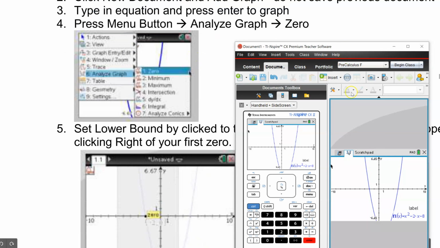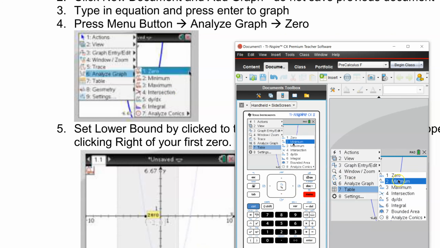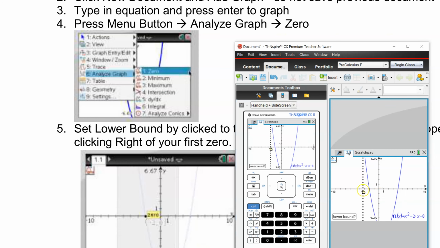Okay, type in the equation, press enter to graph, press menu, analyze graph, 0. I go to the left of the 0, click, and then I scroll to the right. So it shows me 1 0. The issue is, how many zeros do I have? 2. So I have to do it a second time.